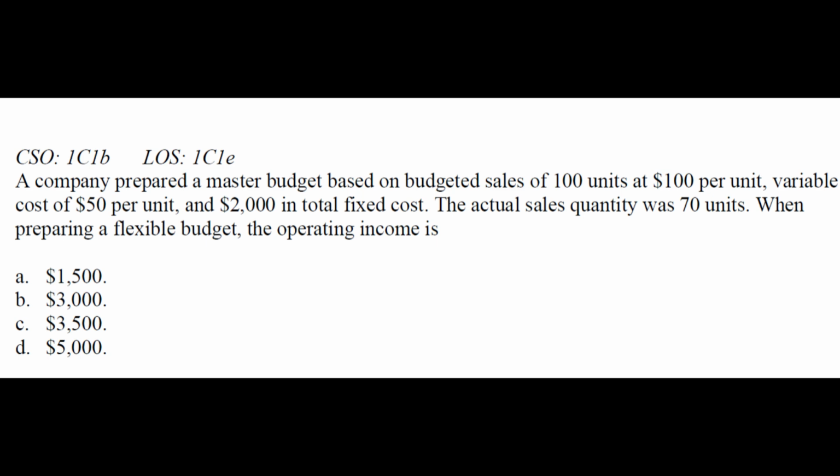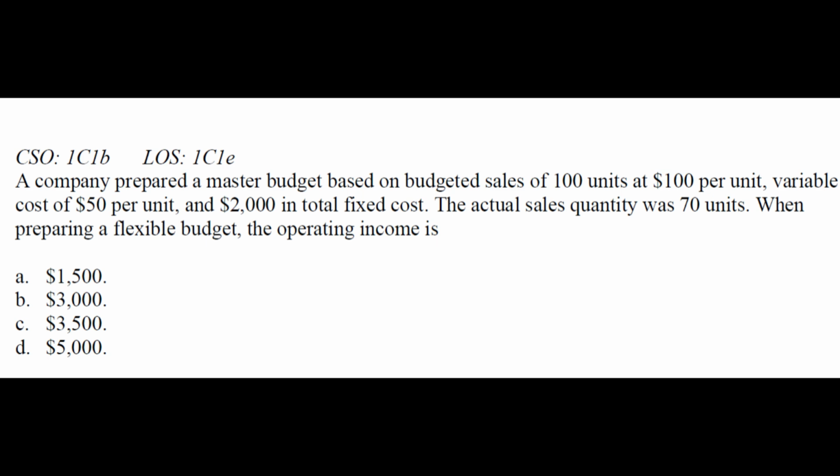The key steps are: A. Sales revenue equals actual units times selling price. Variable costs equals actual units times variable cost per unit. Contribution margin equals sales revenue minus variable costs. Operating income equals contribution margin minus fixed costs. Students should remember that variable costs change with activity, whereas fixed costs remain constant within the relevant range. The purpose of a flexible budget is to provide a fair comparison between actual and expected performance by eliminating the effect of changes in sales volume.